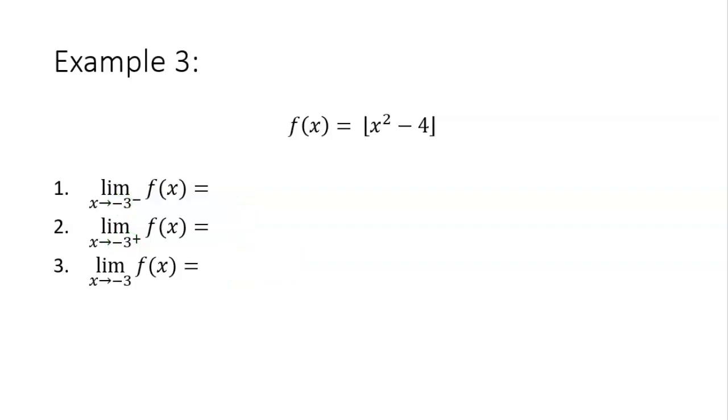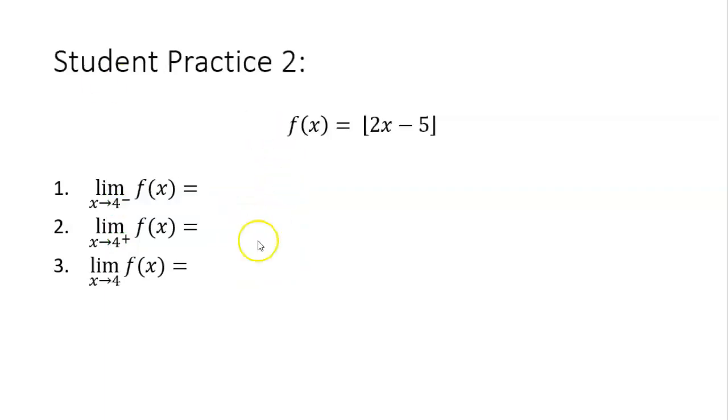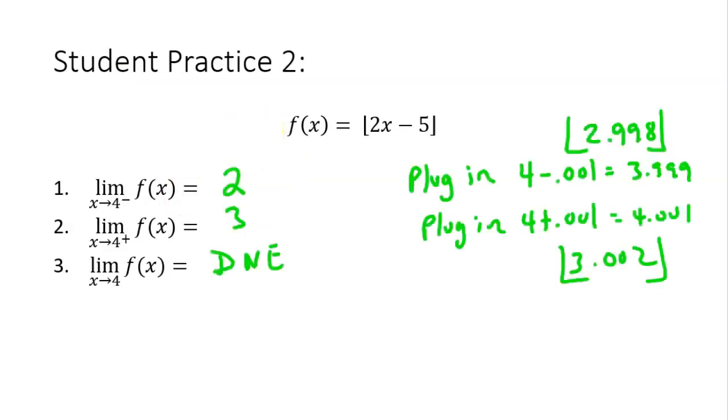So let's go ahead and have you guys try one. Go ahead and pause the video here and see what you get. Okay, so there you guys have it. For the first one, I would plug in 4 minus 0.001, which is 3.999. And by doing that, we get 2.998. And then if you do the greatest integer less than or equal to that, you would end up with 2.